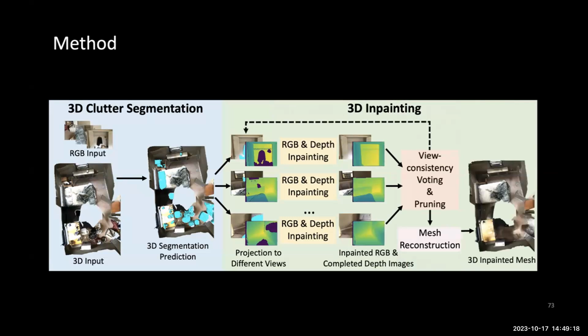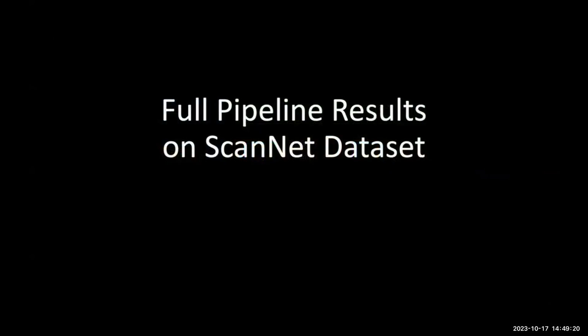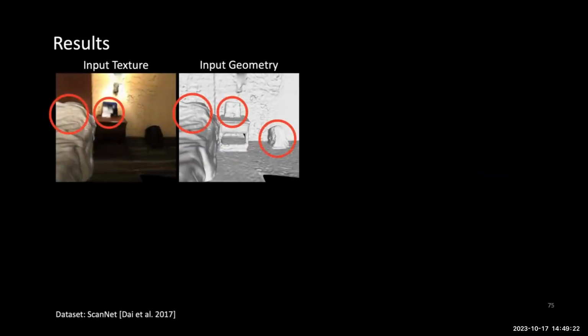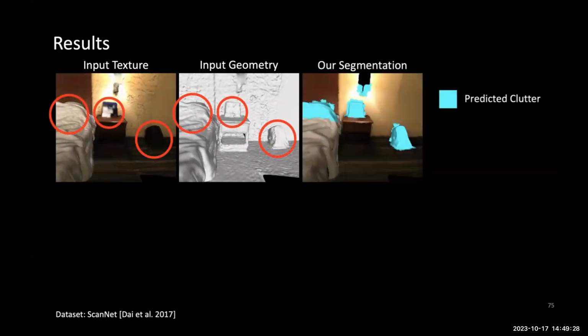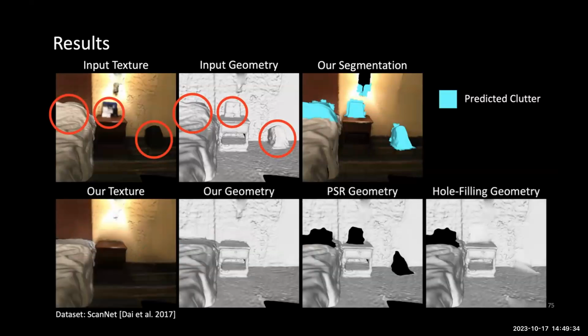Here are the full pipeline results on the ScanNet dataset. The first two images are the texture and geometry of the input mesh. In the red circles, we can see all the removed objects. And then the third image is our segmentation result. From the segmentation, the first two images in the second row are our inpainted texture and geometry.